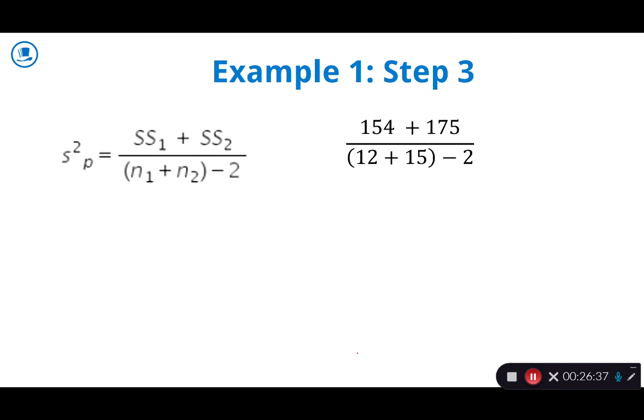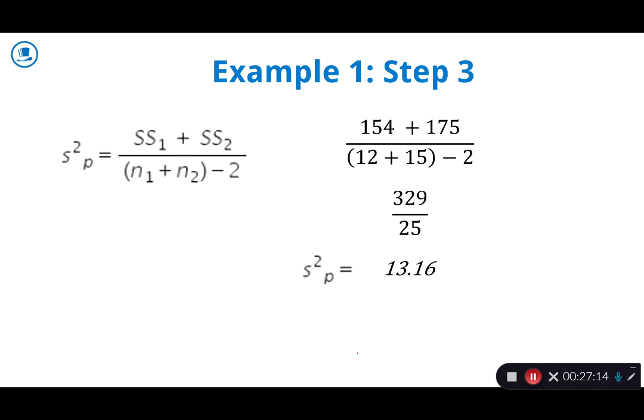So there's the formula. 154 is the sums of squares for, I think that was online. 175 is the sums of squares for in person. There were 12 people in the online class, 15 people in person, 12 plus 15 minus 2. Do the math in the denominator as well as the numerator. Simplifies to 329 over 25, which gives me a pooled variance of 13.16.